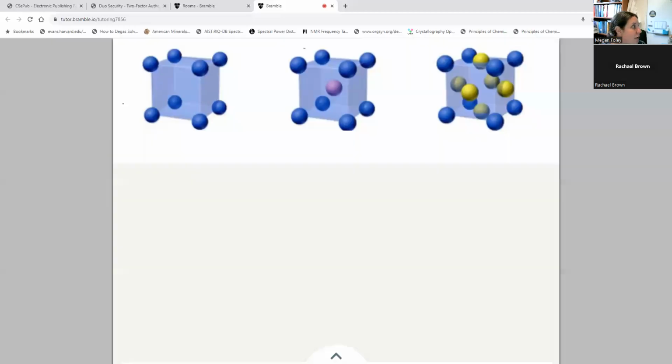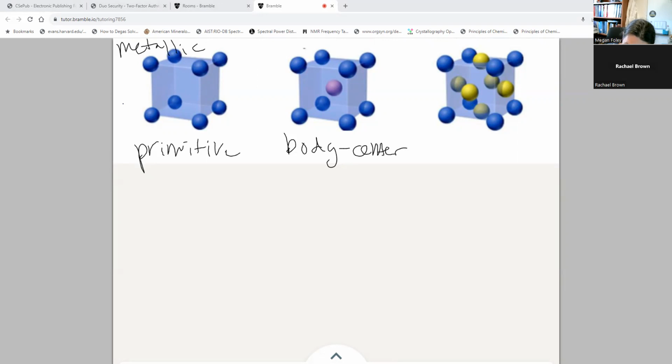Here we go. Here are our 3 types of metallic unit cells. So these are all metallic unit cells. On our left, we have what's called a primitive unit cell. Center is called a body-centered unit cell. And on our right, we have what's called a face-centered unit cell. So with our primitive, we only have atoms on the corners of this box.